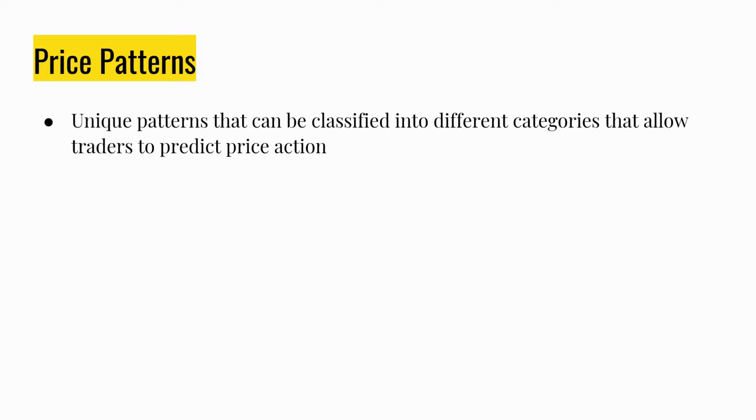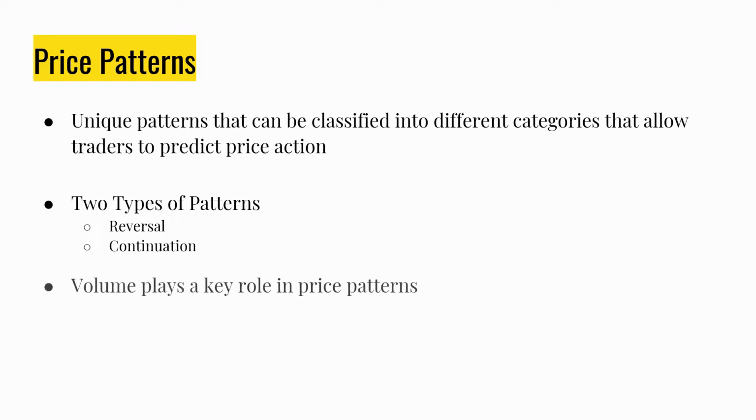Before we talk about head and shoulders, we must talk about price patterns. Price patterns are unique patterns that can be classified into different categories that allow traders to predict price action. Patterns can be categorized into two types: a reversal pattern that signals a reversal in the trend, and a continuation pattern, where the current trend does not change. Furthermore, if you listen carefully throughout this video, you'll see how volume plays a key role in price patterns.